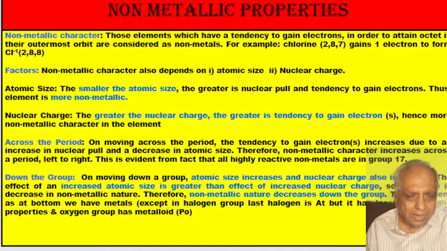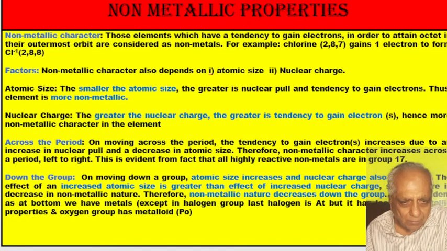Here also atomic size and nuclear charge will decide the behavior of the material. The smaller the size, the greater is the pull on the electron. So when there is a greater pull, any electron which is passing nearby will get attracted with a greater force. So it is more non-metallic. So it is opposite: the smaller the atomic size, the more non-metallic it is. You can see in period 2, fluorine is on the extreme right and its size is minimum in that period. The greater the nuclear charge, the greater is the tendency to gain electrons. It can attract, therefore it is more non-metallic. So atomic size small, more non-metallic. Nuclear charge more, more non-metallic.